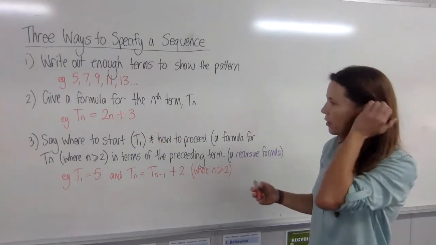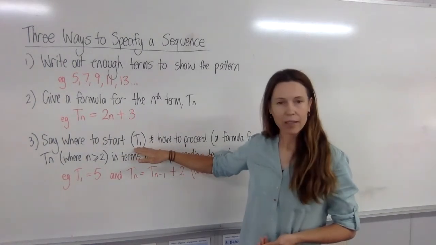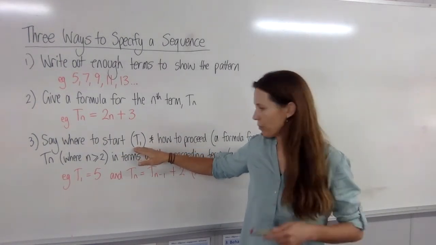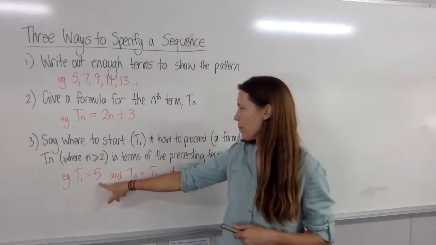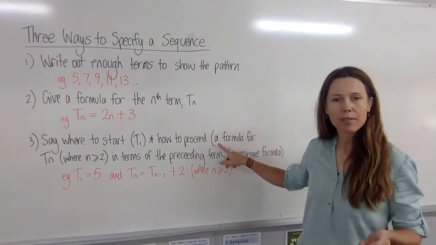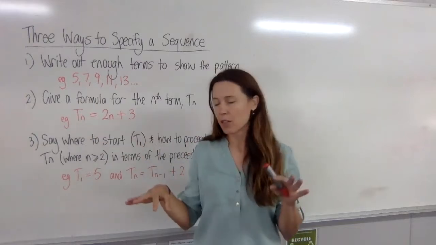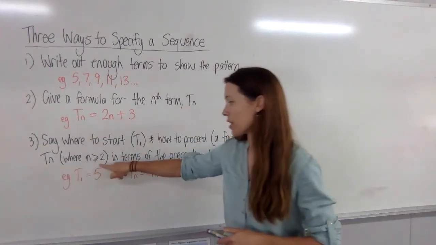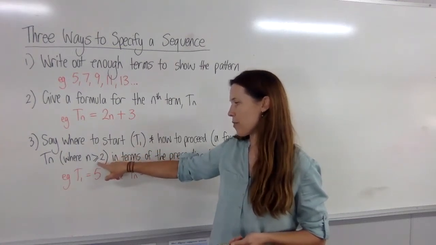Now, we can also express a sequence by just telling where to start. If we give T1 and say, for example, with this one, start with T1 being 5, that's the first term. And then we let people know how to proceed from there by giving them a formula for Tn, not one that works for any term, but a formula just for the second term and onwards, because we've said the starting point, and then we say how to go on from there.